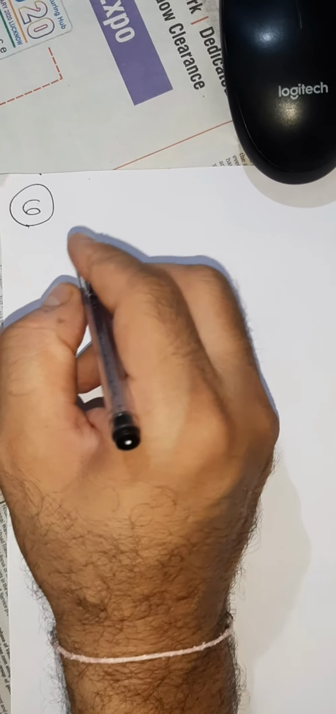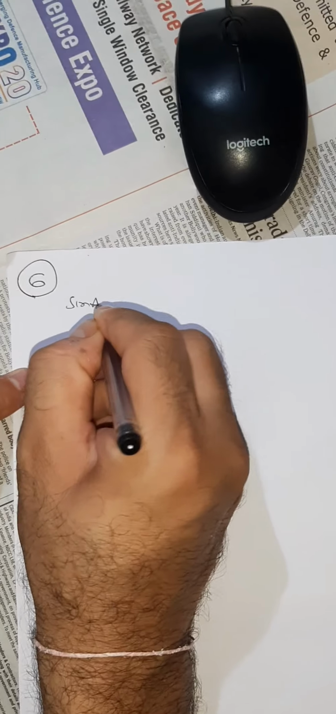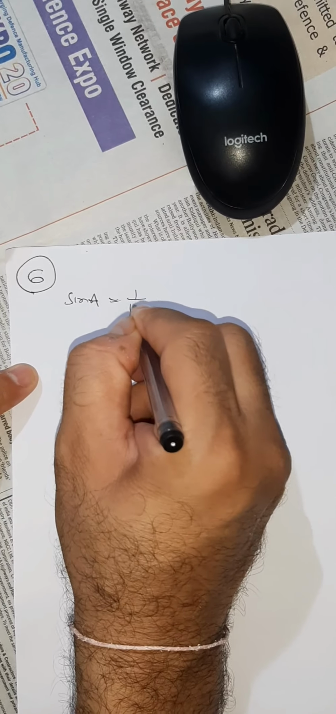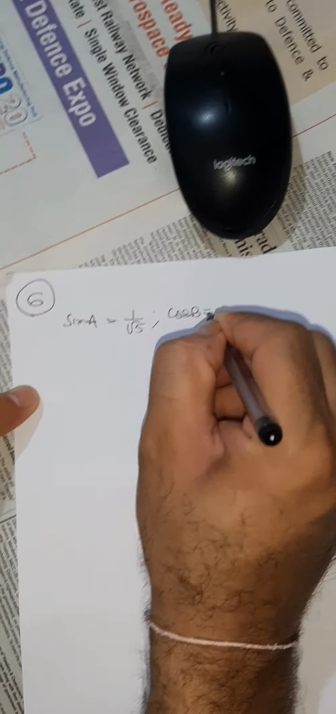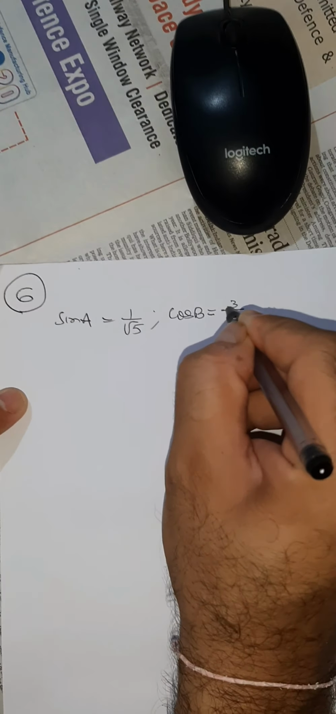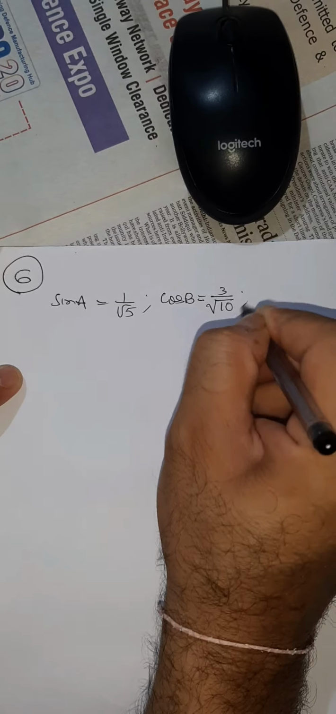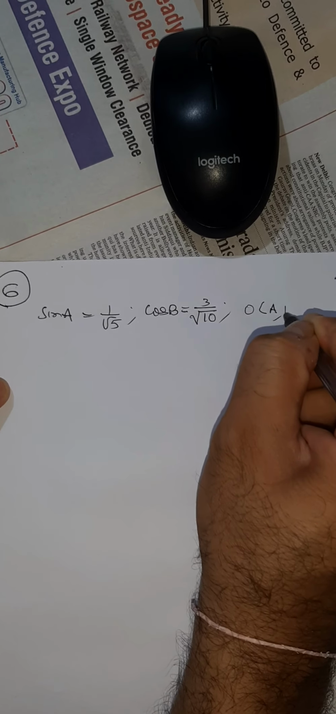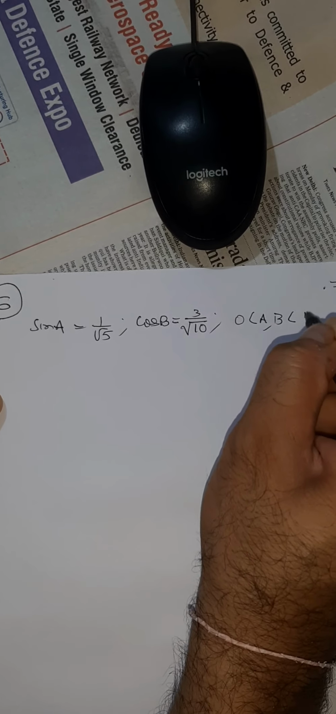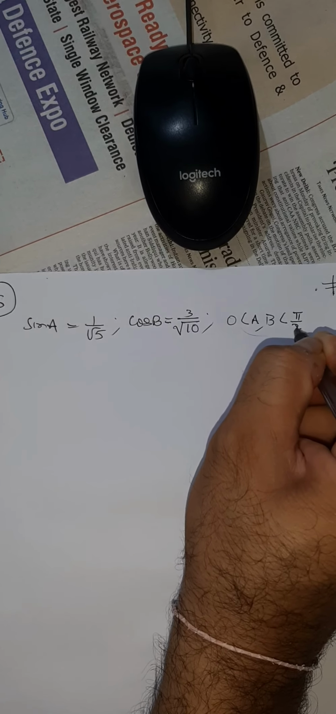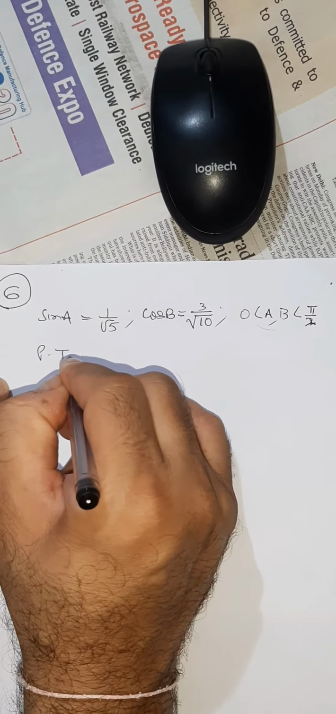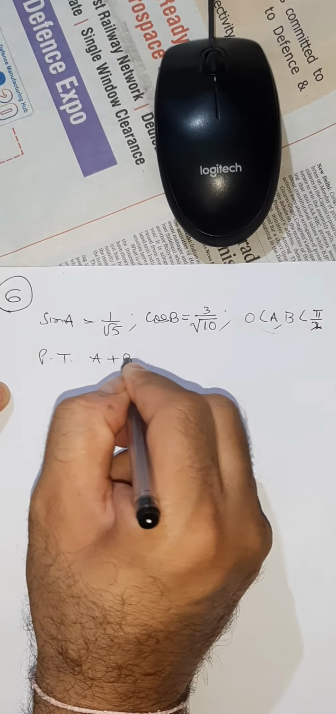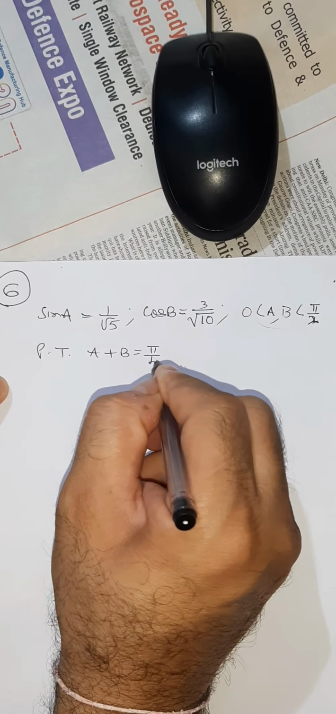So your next question is, you are given here sin A equals 1 by root 5, cos B equals 3 by root 10. A and B both are from 0 to pi by 2. That is the first quadrant, remember. Then you are asked to prove, like the previous question, that A plus B equals pi by 4.